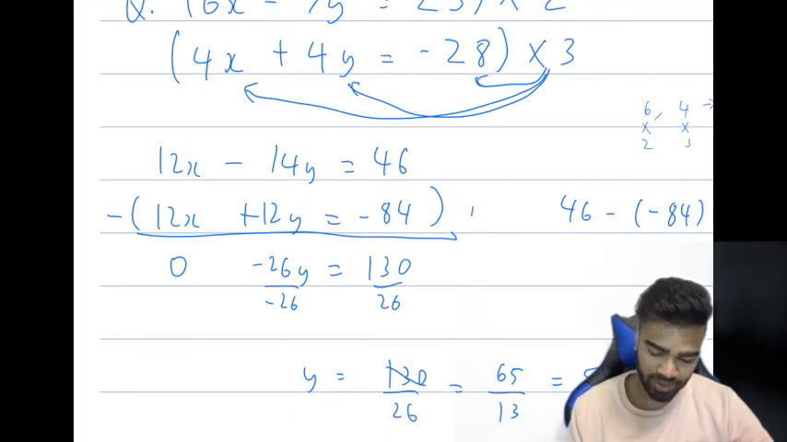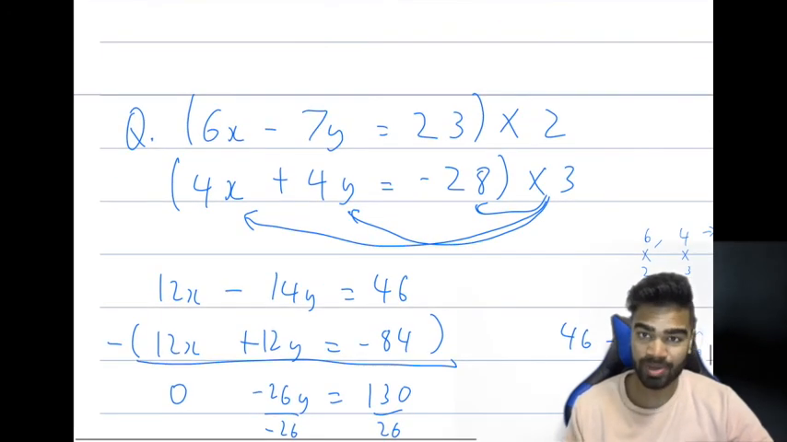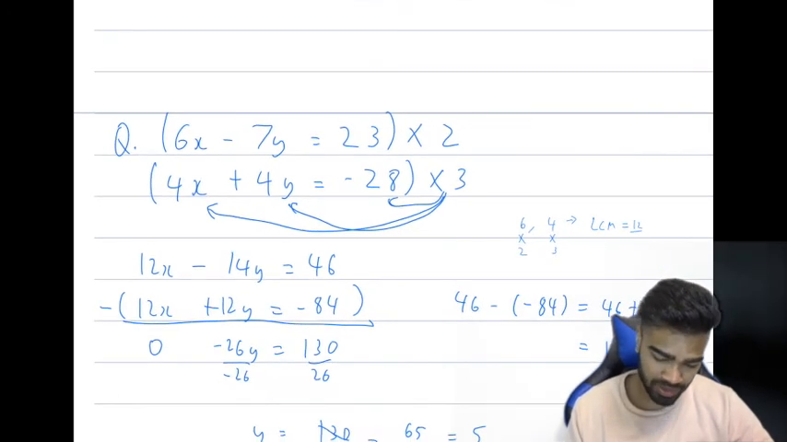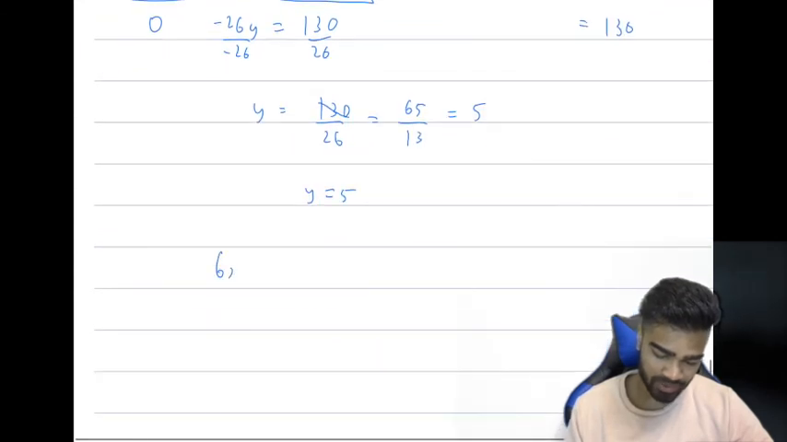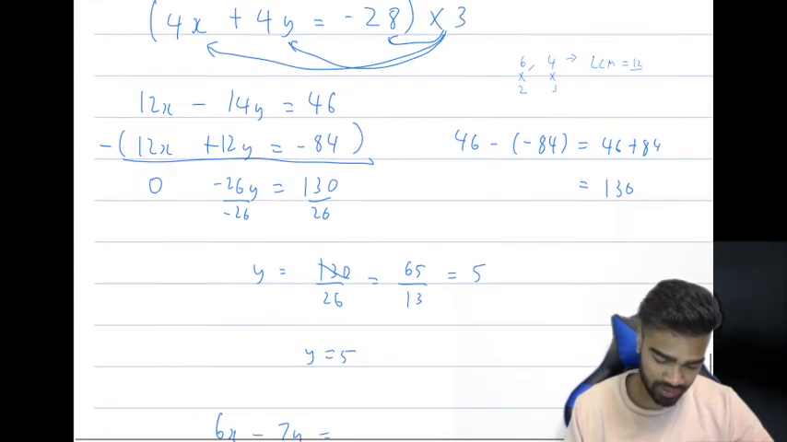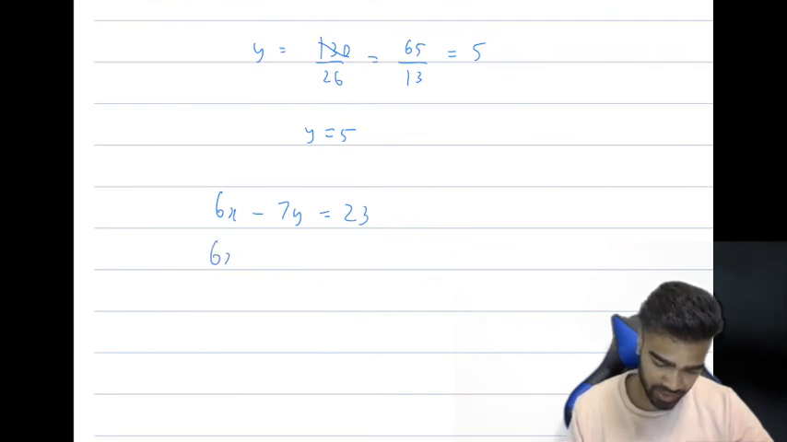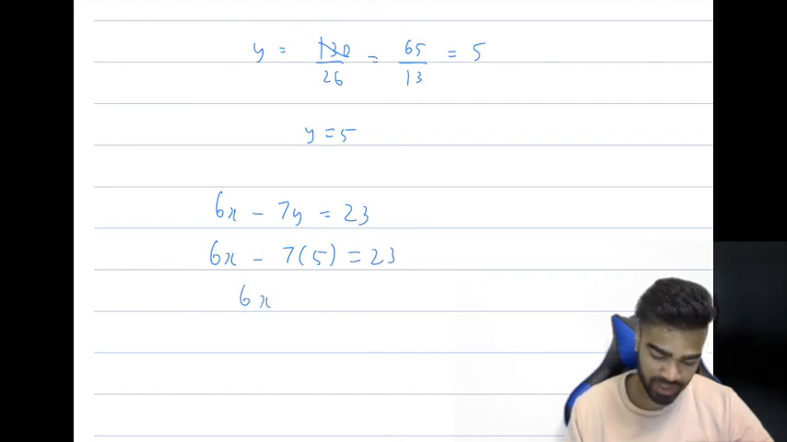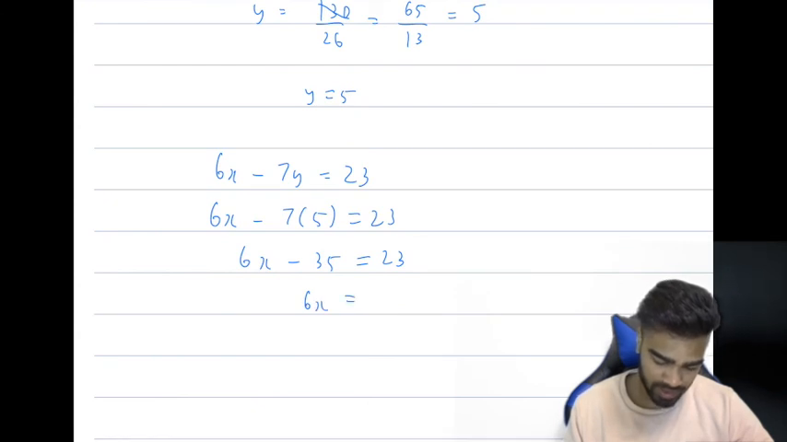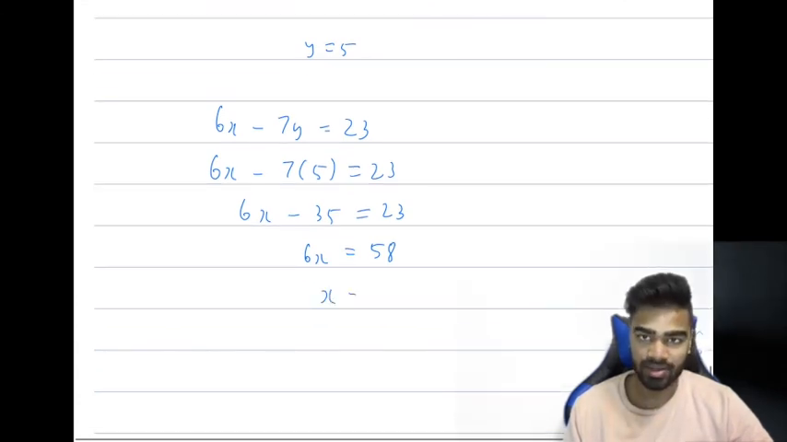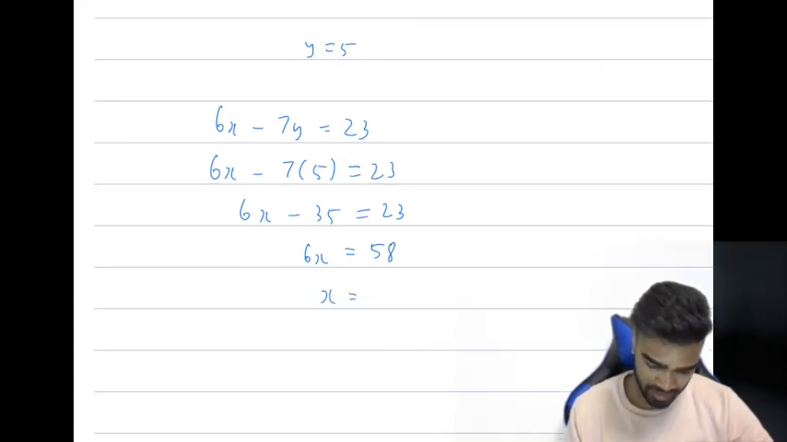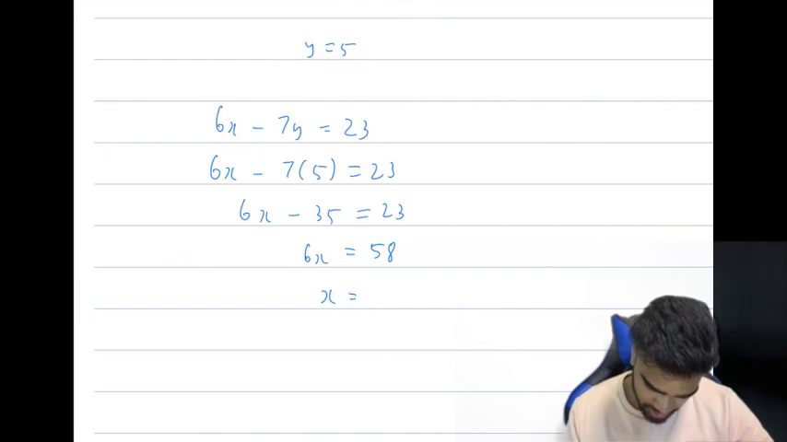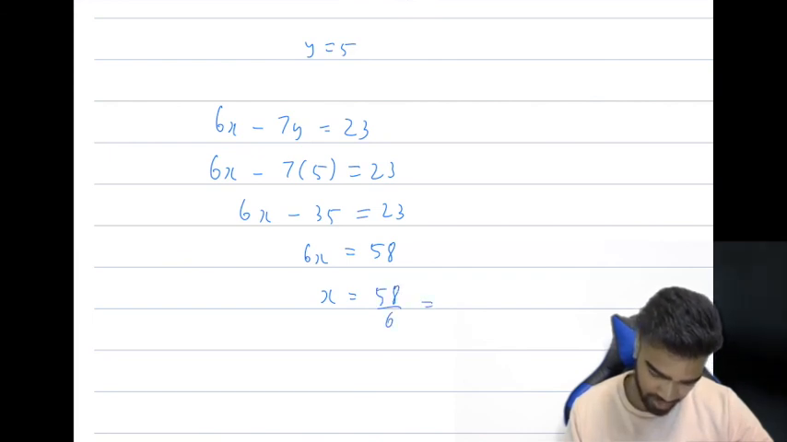Then don't sub it into these complicated equations because remember we multiplied them, so they're bigger. Sub it into one of the top equations. So I'll sub it into probably equation number 1, the first one. 6x minus 7y is equal to 23. I'll sub it in. So 6x minus 7 multiplied by 5 is 23. 6x minus 35 is 23. Add 35: 23 plus 35 is 58. And then x is 58 over 6.